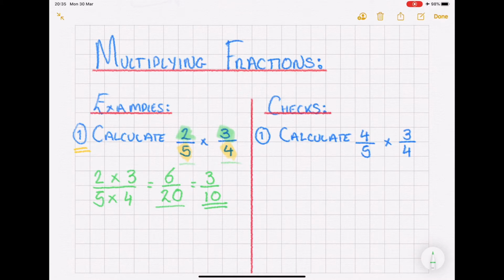Okay, fantastic. So pause the video there, copy down the working for this left example, and once you've done that, have a go at this right example over here, and once you've done, play the video again.